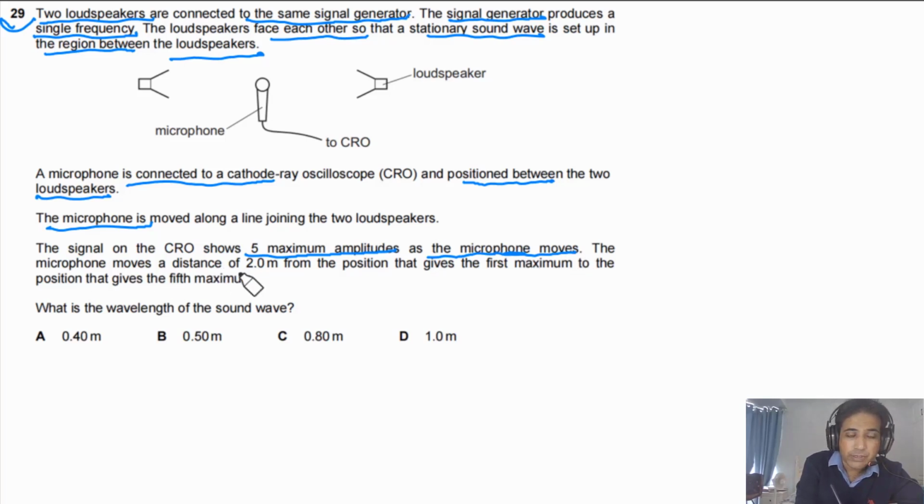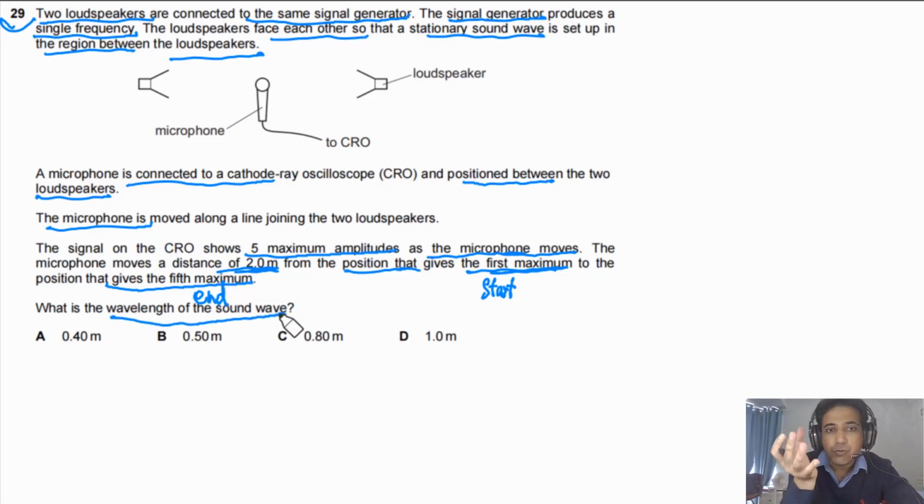The microphone moves a distance of 2.0 meters from the position that gives the first maximum to the position that gives the 5th maximum. So it is given to us, it starts from the first maximum and ends at the 5th maximum. What is the wavelength of the sound wave? So we have the first maximum, then we have 4 more maximum. So it means that the distance is equal to 2 times the wavelength. So the wavelength should be 1.0 meter.